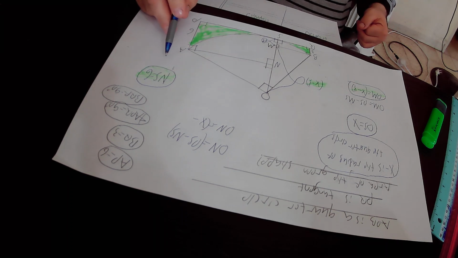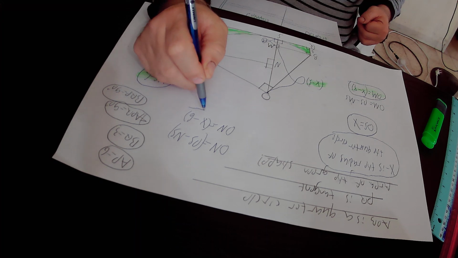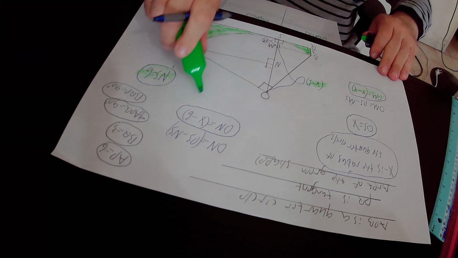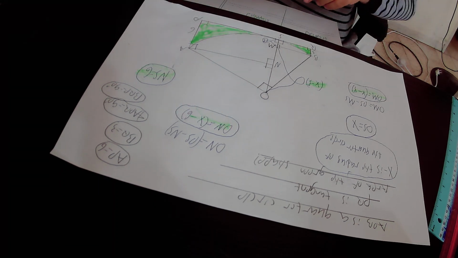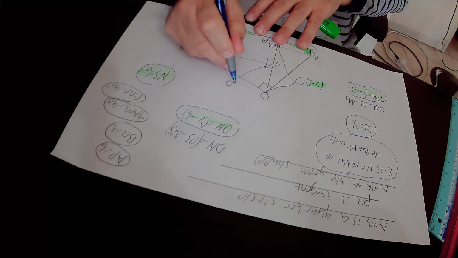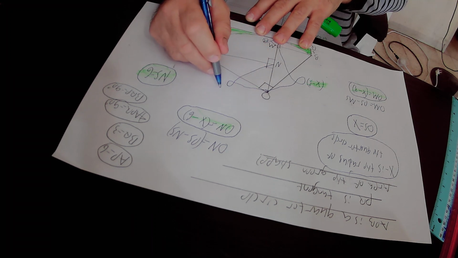We have already found out that NS equals 6. So in total, the length of side ON is equal to x minus 6 units. Side ON, the length of side ON is x minus 6 units.